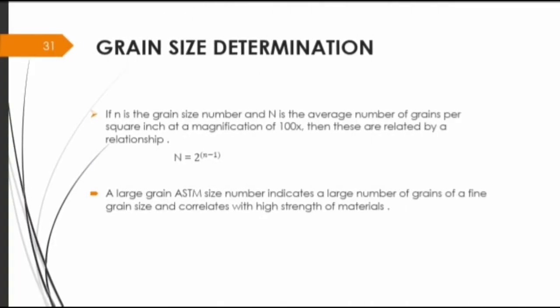Using the formula N = 2^(n-1), we can find the grain size number, where capital N is the average number of grains per square inch at a magnification of 100x, and small n is the grain size number. A large ASTM grain size number indicates a large number of grains of a fine grain size and correlates with high strength of material. Thank you.